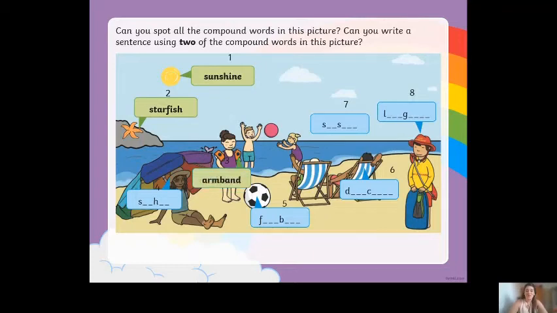Number three, armband. Well done. Number four, sun hat. Number five, this should be very easy. Football. Number six, starts with the letter D. Deck chair. Number seven, that's right, seaside. And number eight, lifeguard. That's fantastic, children. Let me stop sharing the screen.